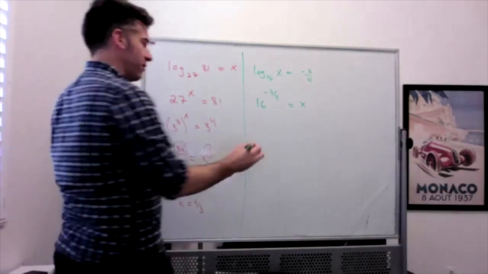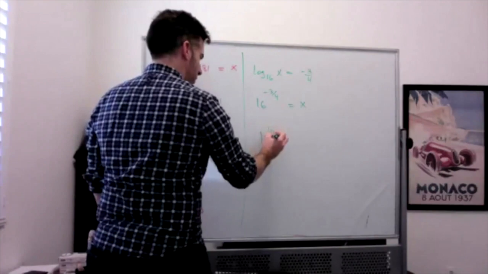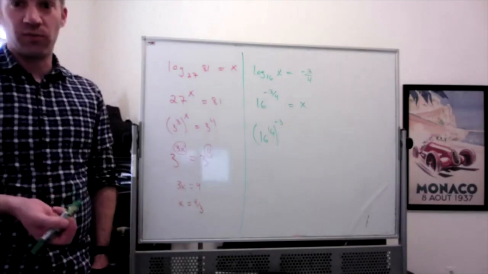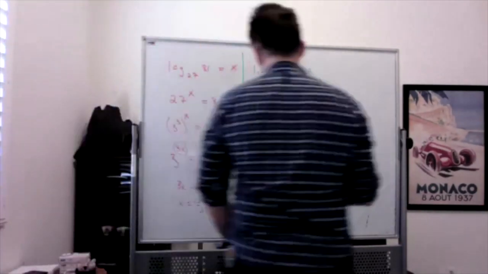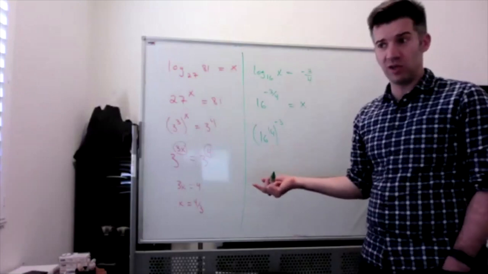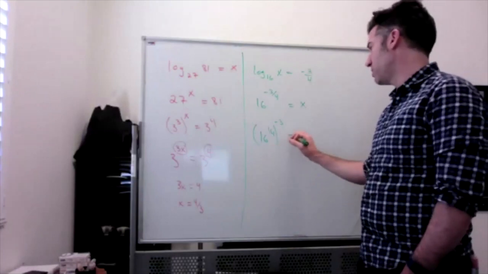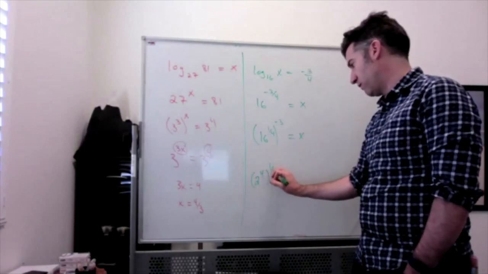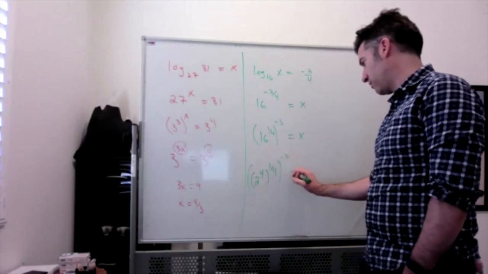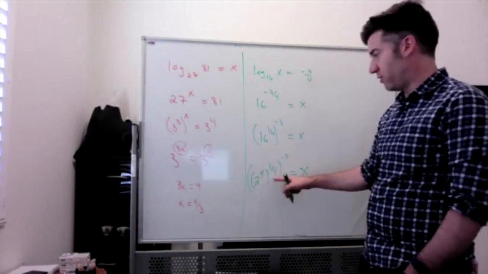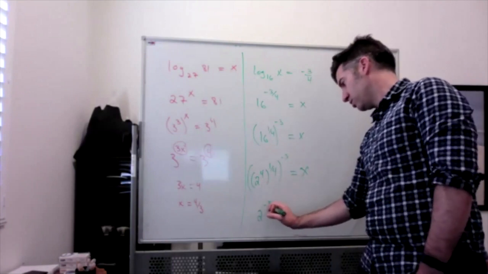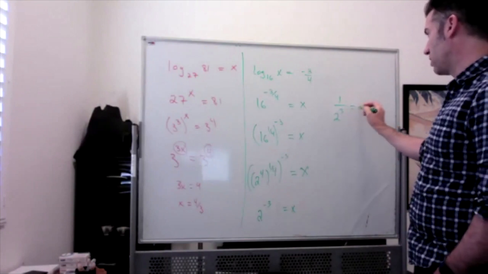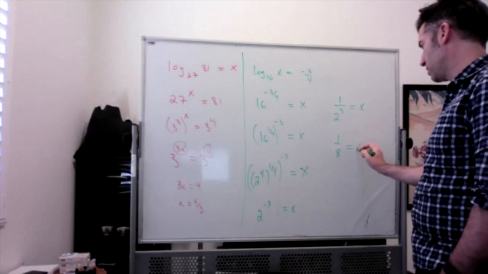I personally like to think of it as 16 to the 1/4, to the negative third. I always like to do the root part or the denominator part of the fractional power first, because 16 to the 1/4 is 2. And you can just say it's 2. Or some people like to write that 16 is 2 to the 4th, and then to the 1/4, then to the negative third. 2 to the 4th to the 1/4 is just 2. So 2 to the negative third equals x. And then you get 1 over 2 to the positive third equals x, or 1 over 8 equals x.